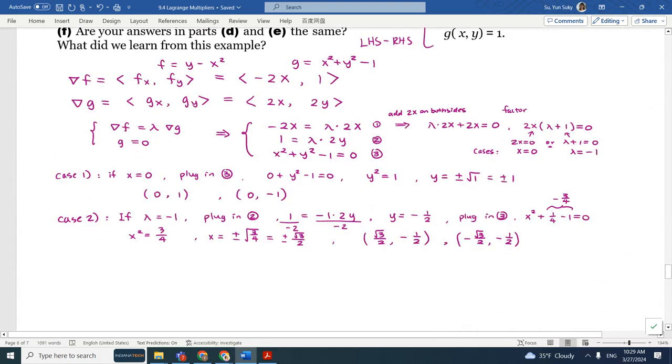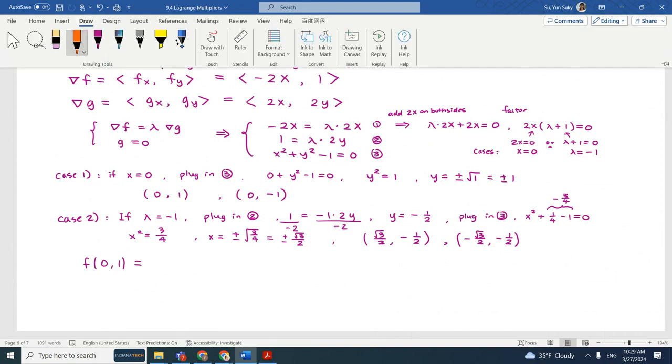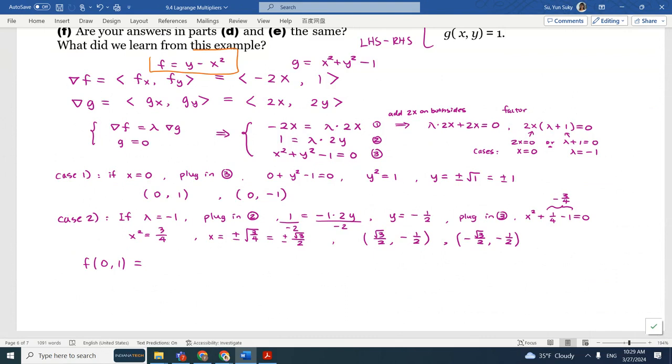Okay, so all right, f of the first point (0, 1), right? And we plug in the f. So this is the f. We plug in here. y is 1, x is 0, right, everybody? And we get 1. Okay, the other point is what? (0, -1). The y is -1, the x is 0. Do you see we get -1?